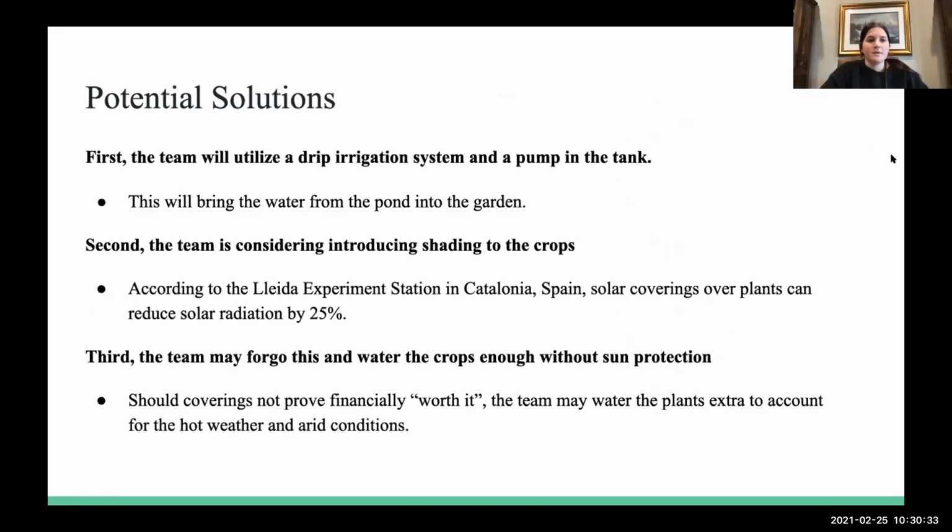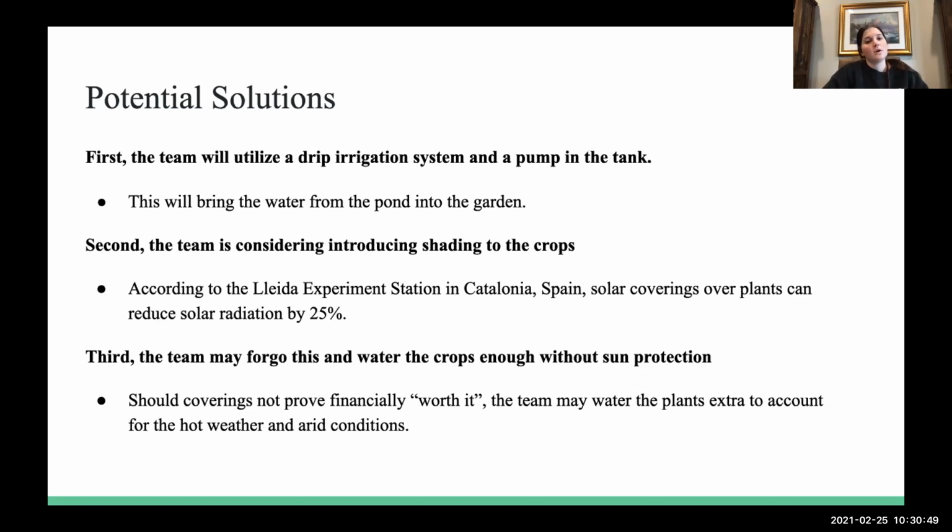For our potential solutions, we will first utilize a drip irrigation system and a pump in the tank. These will be used to bring the water that is in the pond into the garden where we are producing our crops.